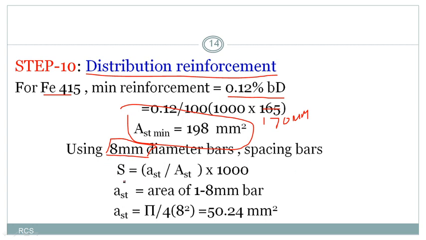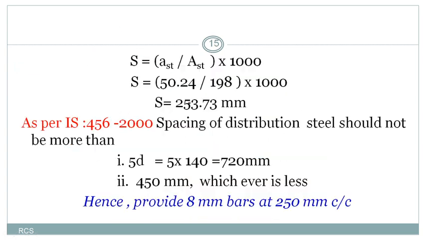For that we have to calculate the spacing. Same formula we have to use, that is S equal to small Ast by capital Ast into 1000. Small Ast here is the area of one 8 mm diameter bar, and if you calculate that, 50.24 will be the small Ast value. Then substituting small Ast and capital Ast, we get the spacing as 253.73, and this value we must check with our IS 456-2000 provisions.